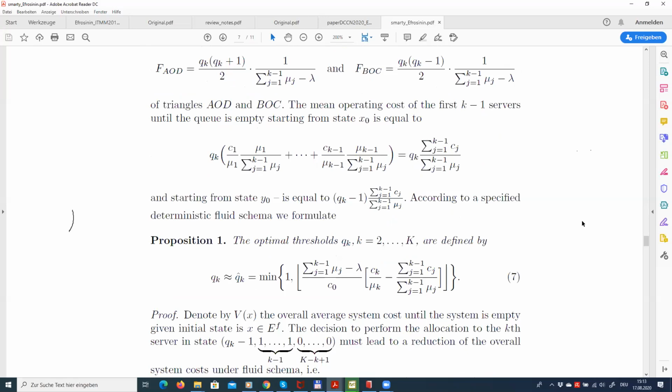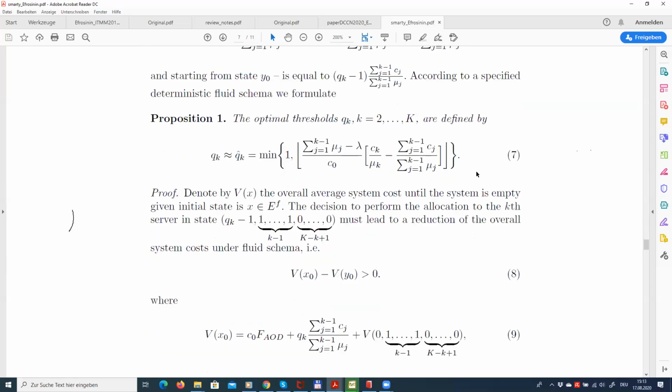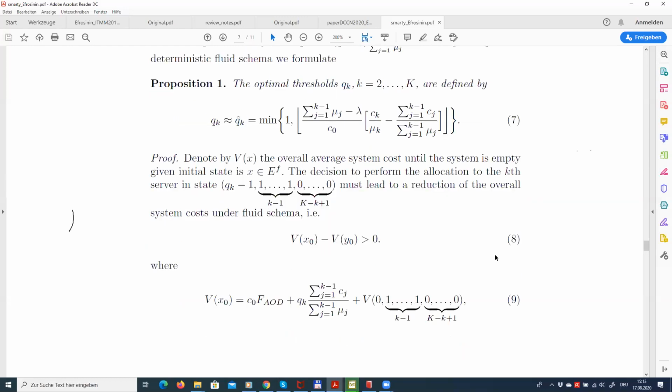And according to the specified deterministic fluid scheme, we can formulate the following proposition, that the optimal threshold for the K-th server can be written in this form. How can it be derived? Quite easily. We have to compare the overall average system cost with respect to our two possible states, x0 and y0. And if it is optimal to allocate the customer to the K-th server, it must lead to a reduction of the overall system cost under the fluid scheme.